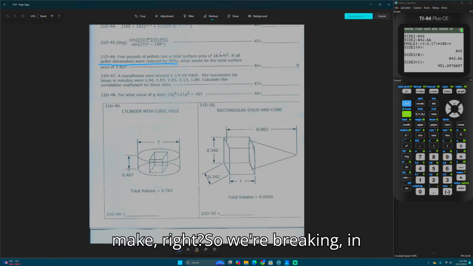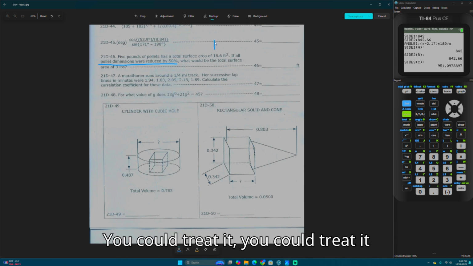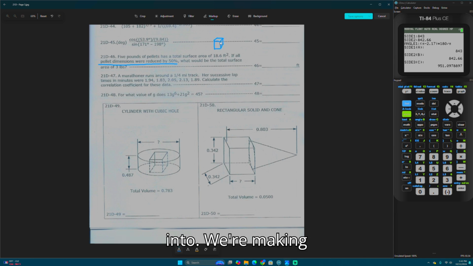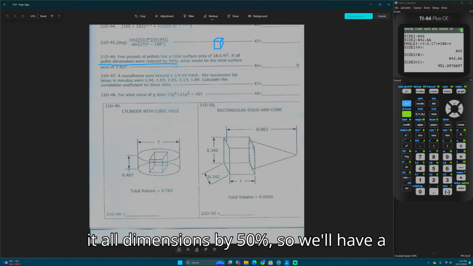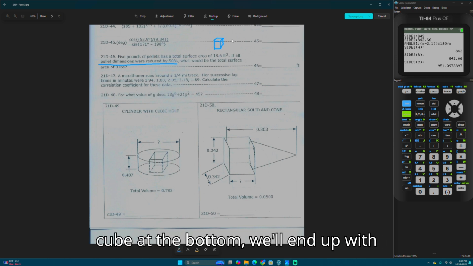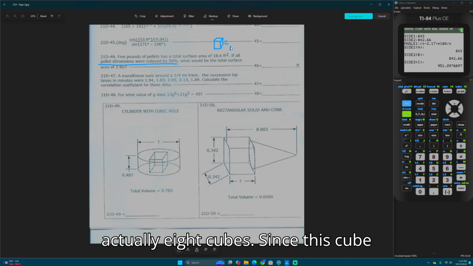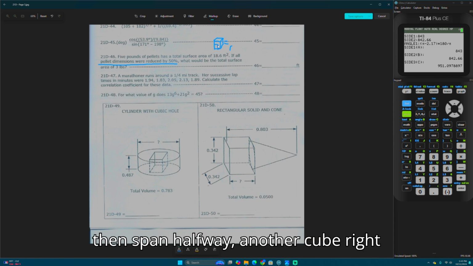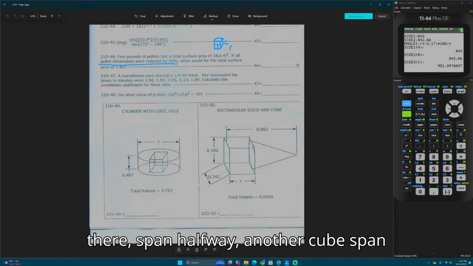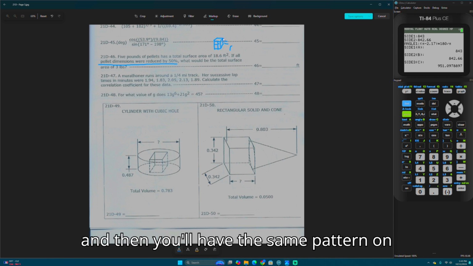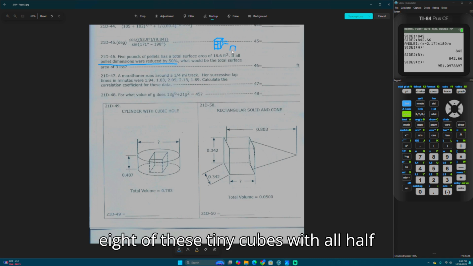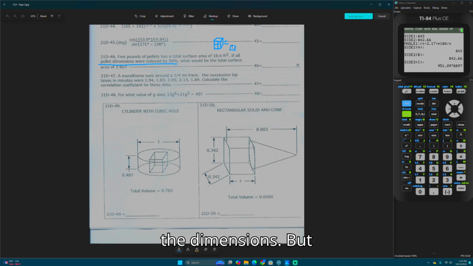But we're keeping all the pellets that we make, right? So in essence, we're breaking a huge pellet. You could treat it like a cube in a sense. We're making all dimensions 50%, so we'll end up with actually 8 cubes, right? Since this cube right here will have all half dimensions, it'll be that corner right there, and then span halfway. Another cube right there, span halfway. Another cube span back halfway, and then the last cube span halfway. And then you'll have the same pattern on the other side. So you'll end up with 8 of these tiny cubes with all half the dimensions, right?